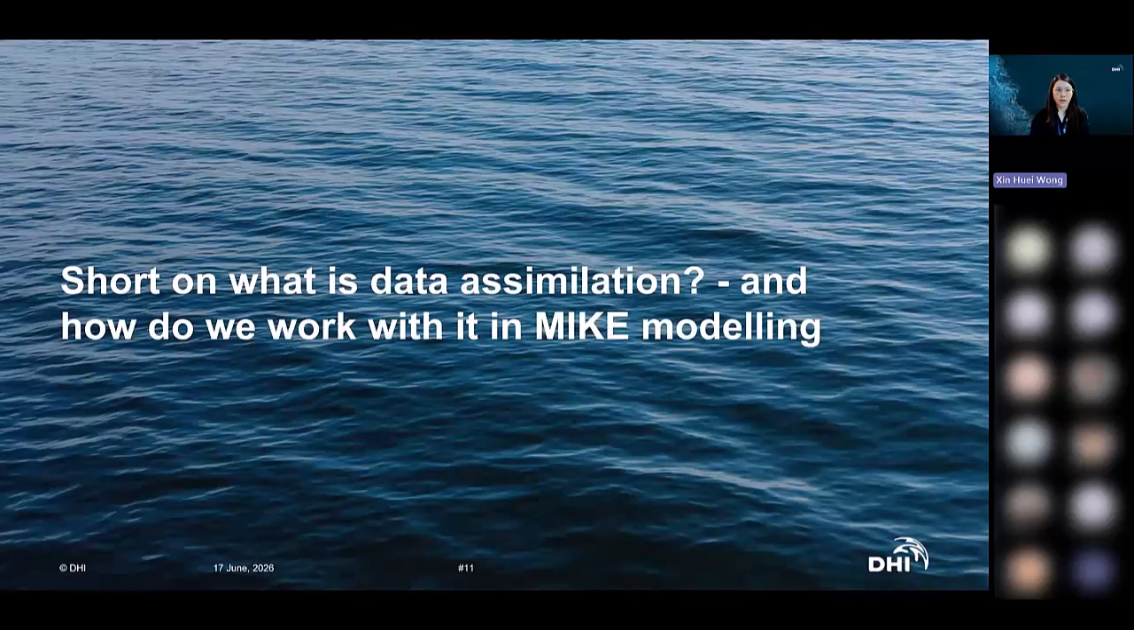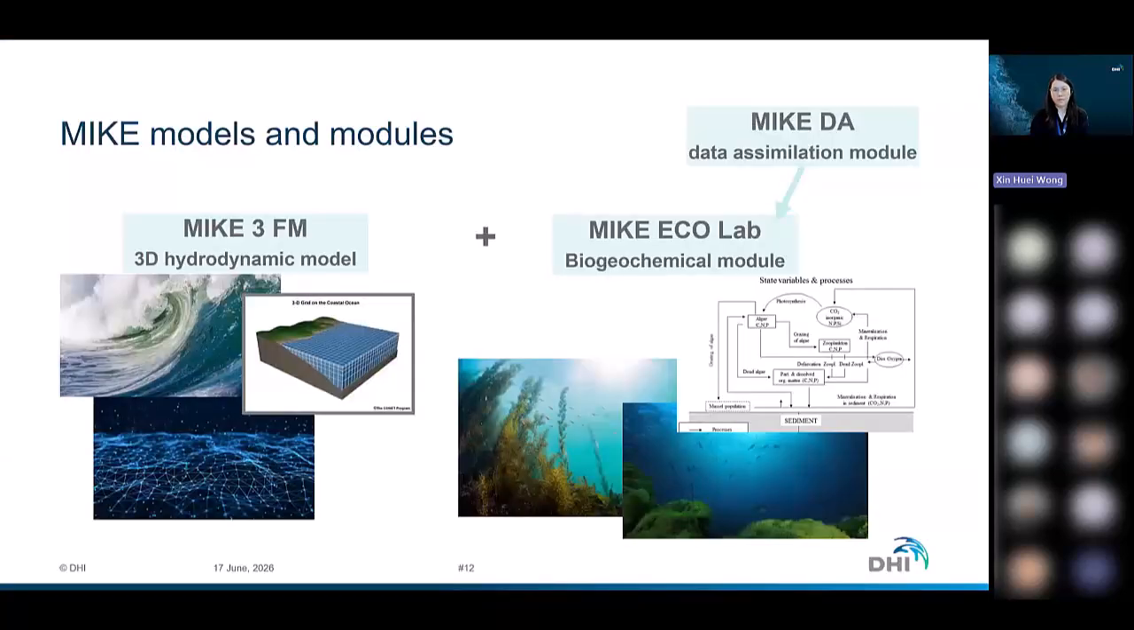So what is data assimilation and how do we work with it? In DHI, we work with MIKE models and modules. The MIKE 3 FM module is for our hydrodynamics part, and then the MIKE Ecolab module for the biogeochemical aspect, supplemented and coupled with the data assimilation module that we are using.